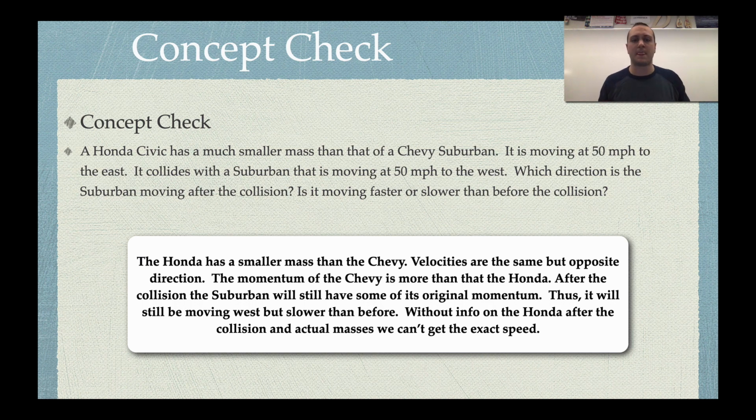Now that being said, we don't know any masses, so we couldn't actually figure out velocities of either of these objects post-collision without knowing their masses. And vice versa, if we knew their masses, we could find velocities post-collision.